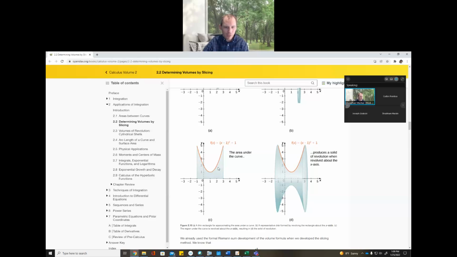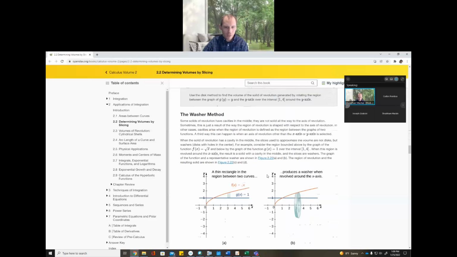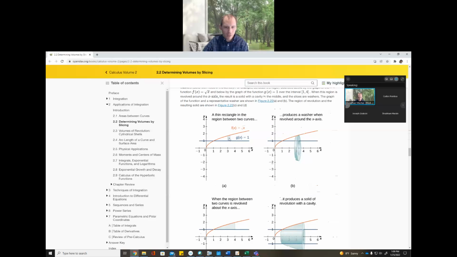Okay, and then when I rotate, I also want to pay attention to which way I'm rotating. So if my rectangles are going up and down, when I rotate them, then I'm going to form a disk, so I'm using the disk method. Or if there's a gap there, right, my rectangles are going up, down, when I rotate, I'm going to get a washer. Okay.